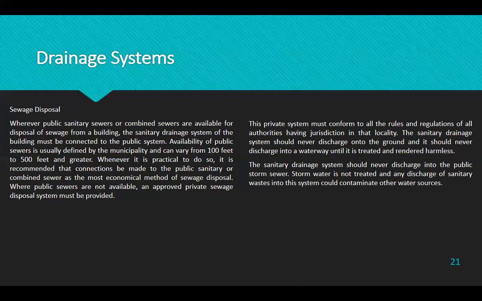Pag may pinagawa, require yung mga building official, gawan mo lang ano to, lagyan mo ng plumbing. So maghanap sila ng master plumber, nagagawa ng design.